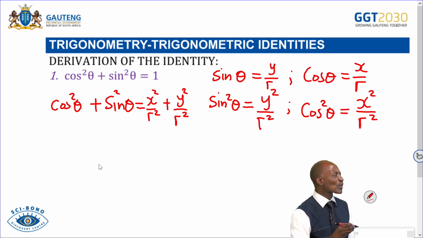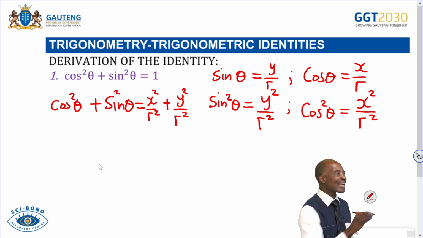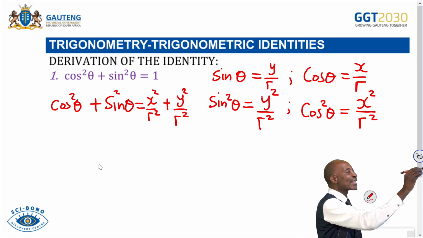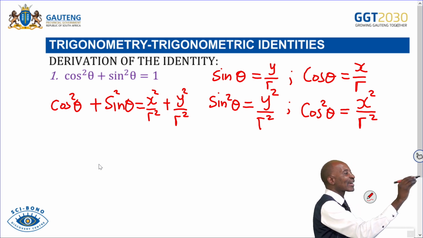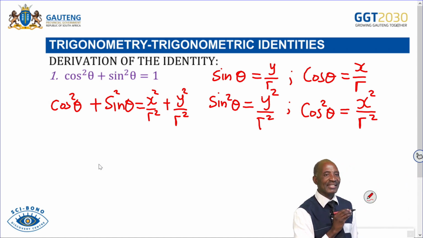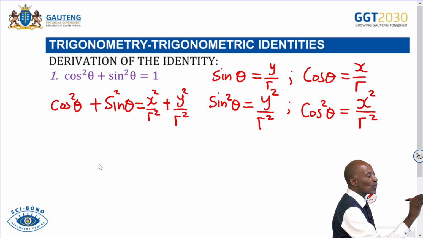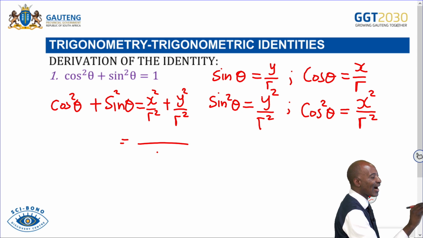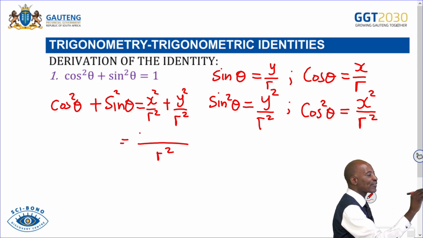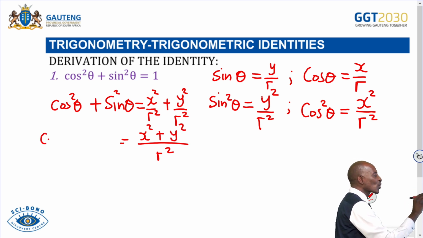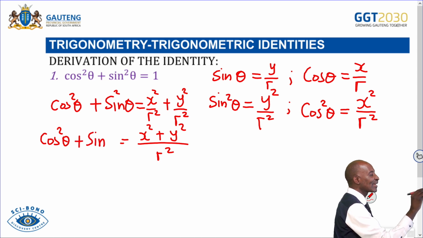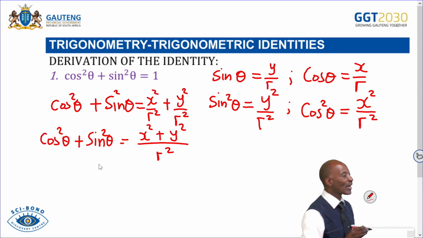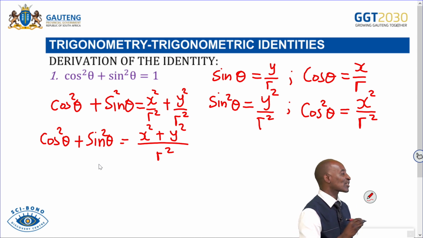Look at that cos squared theta plus sine squared theta that I've written here in red. We have x squared plus y squared over r squared, over r squared. What do we notice there? Yes, we notice that there is a common denominator, which is r squared. Then we have cos squared theta plus sine squared theta equals x squared plus y squared, both over the same common denominator, r squared.